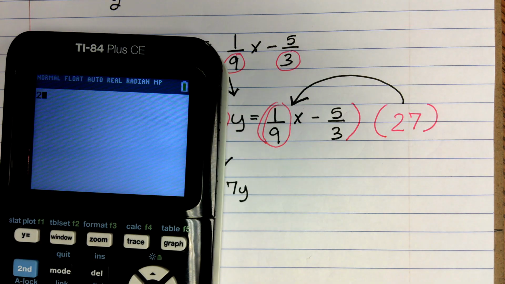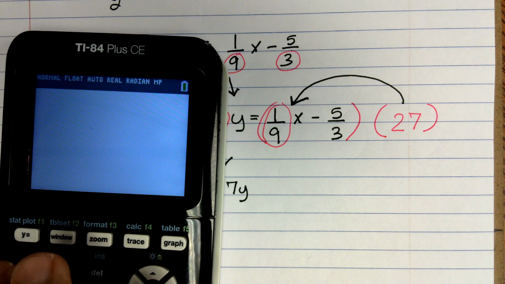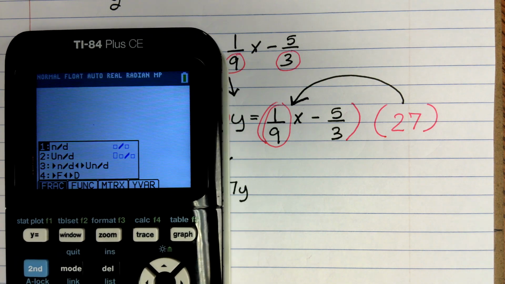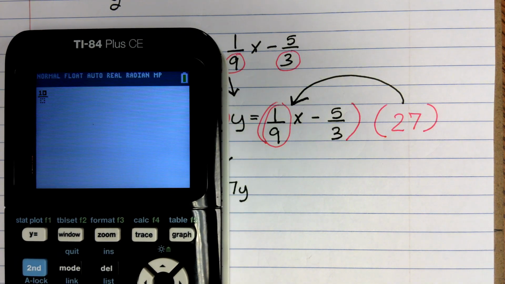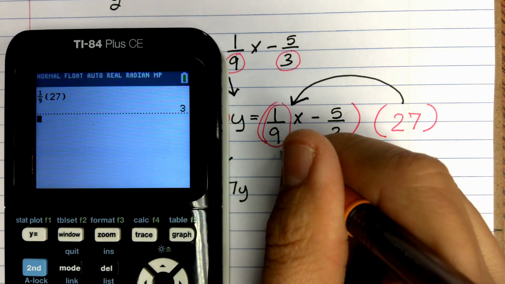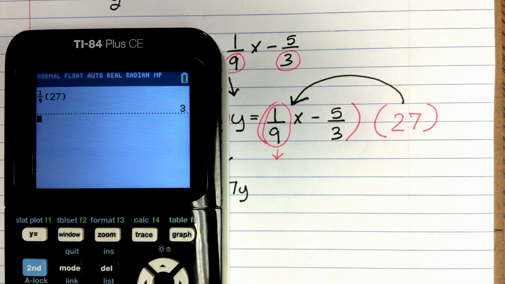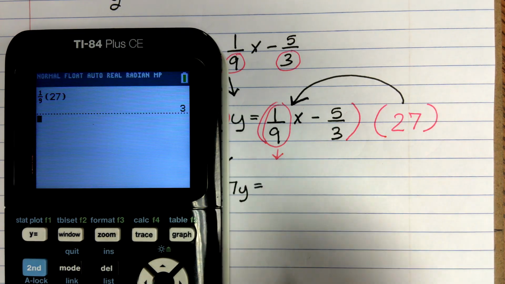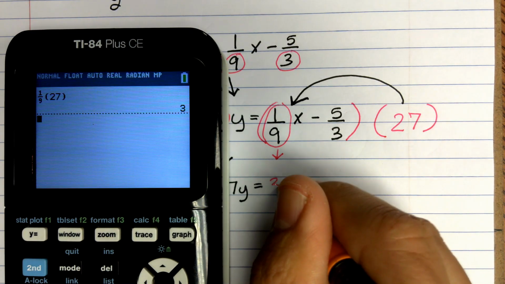Let me rephrase that. Let me put my alpha y equals. Let's get our fraction in there. I'm going to do 1 over 9, and then put a parenthesis and put 27 in it because we're multiplying it by 27. And it gives me 3. So I'm just going to write the answer right underneath it. So this gives me 3x.